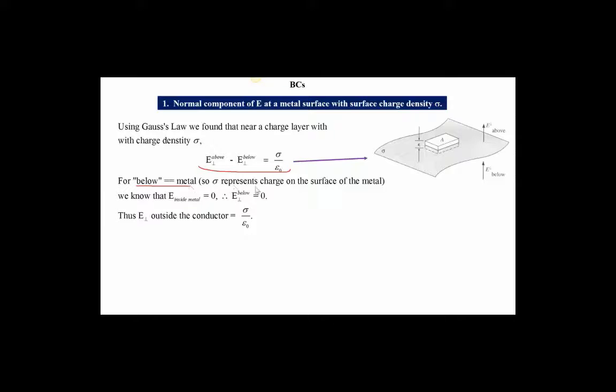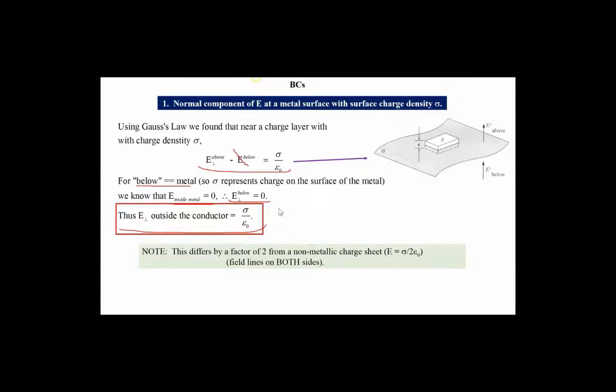Sigma represents the charge on the surface of the metal, and we know that inside the metal, E inside is equal to 0. So we're going to take the perpendicular component of E below, set it equal to 0, and see what happens. Well, that means we set this term equal to 0, and so we're left with the E perpendicular above the charged surface is equal to sigma over epsilon naught. So that's stated in words right here, that E perpendicular outside the conductor is sigma over epsilon 0. So that's a very useful result.